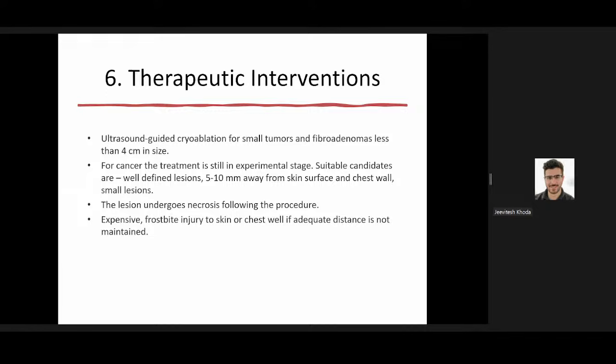The limitations mostly are that it's very expensive. In India, each needle, which is non-reusable and goes into the cryoablation machine, can cost up to 2 lakhs. The entire procedure cost can quickly go up. And again, as mentioned, if adequate distance is not maintained, frostbite injury to skin and chest wall can occur as well.